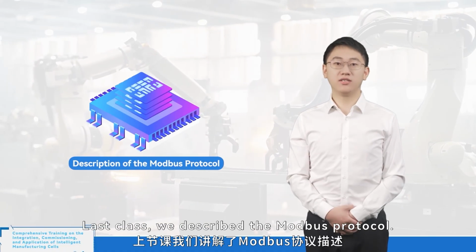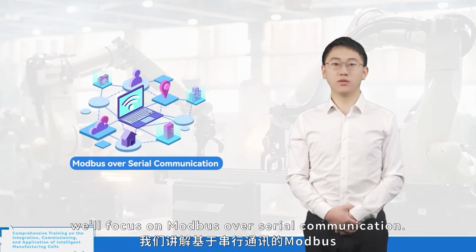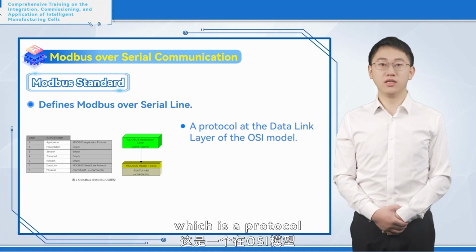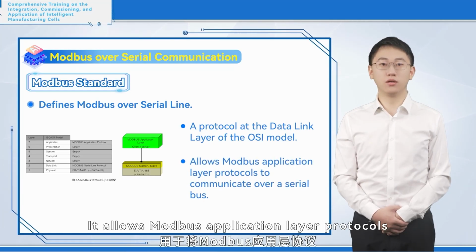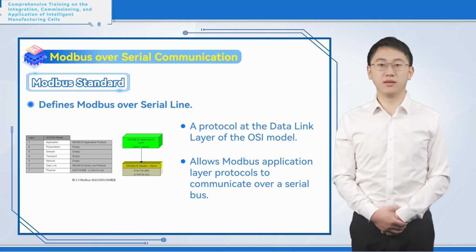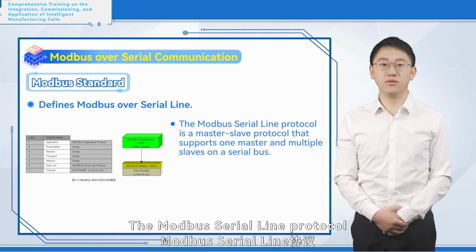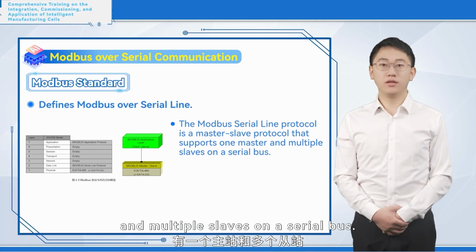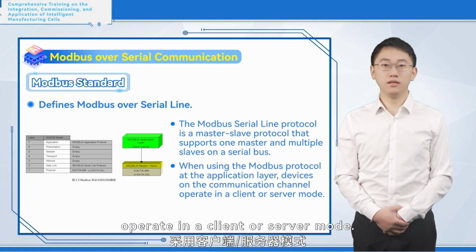Last class, we described the Modbus protocol. This time, we'll focus on Modbus over serial communication. The Modbus standard defines Modbus over serial line, which is a protocol at the data link layer of the OSI model. It allows Modbus application layer protocols to communicate over a serial bus, as shown in the Modbus protocol and ISO OSI model diagram. The Modbus serial line protocol is a master-slave protocol that supports one master and multiple slaves on a serial bus. When using the Modbus protocol at the application layer, devices on the communication channel operate in a client or server mode.